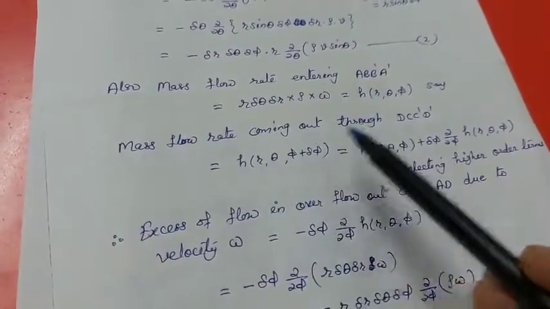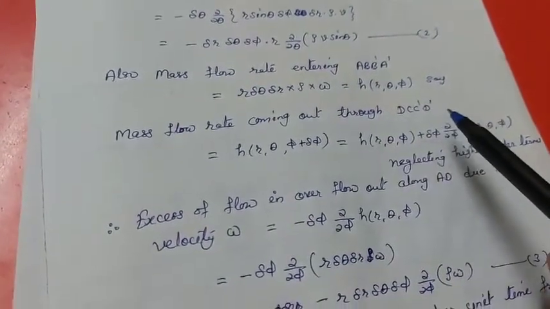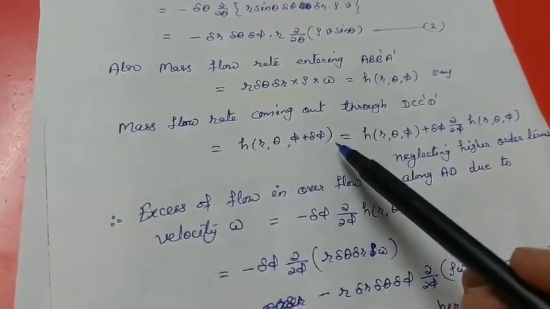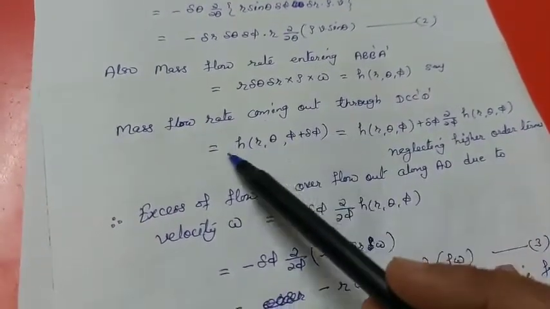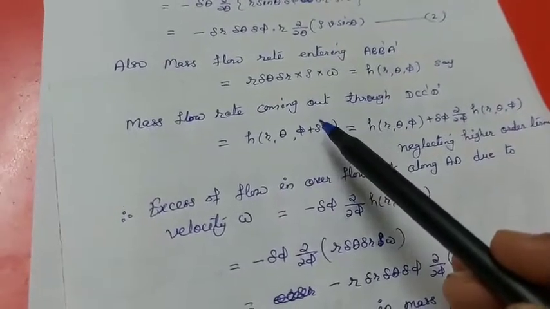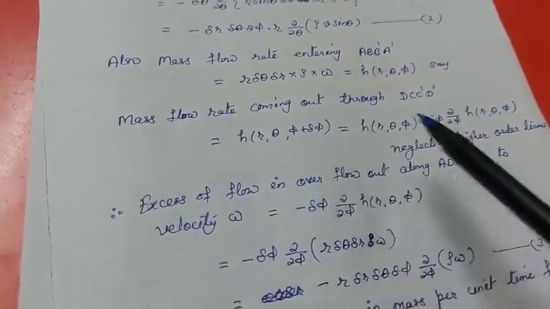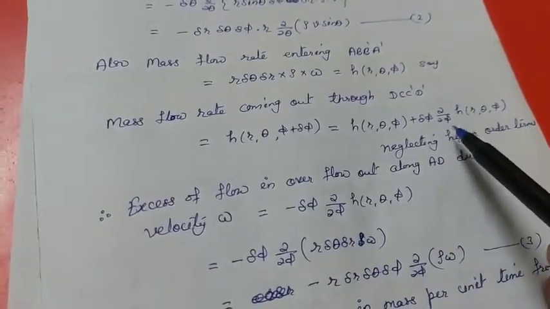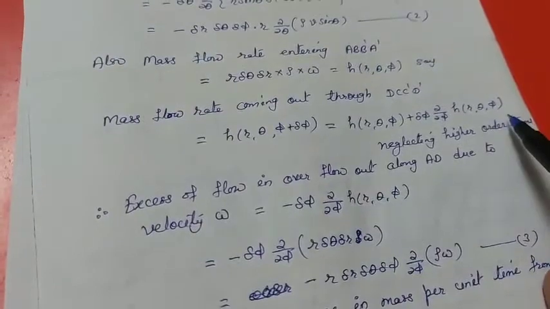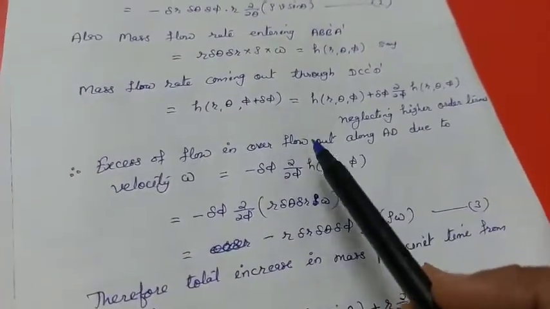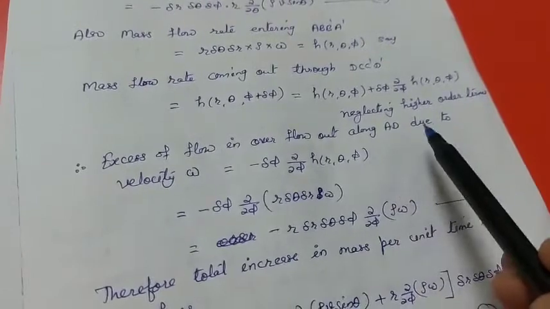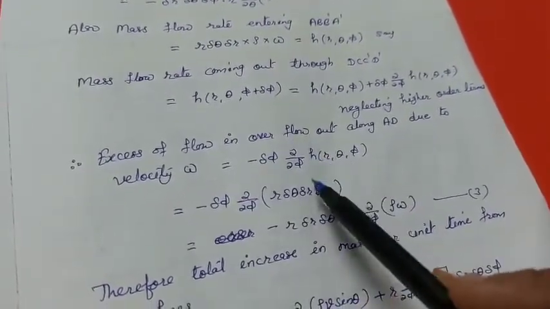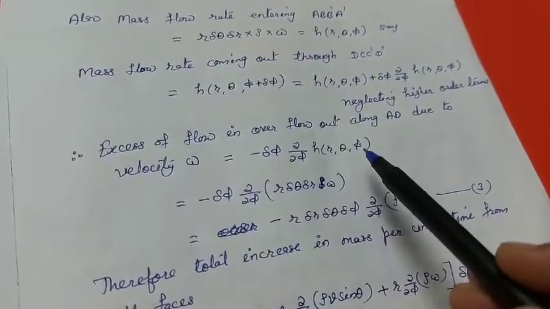Also mass flow rate coming out through d c c dash d dash will be a function of r, theta, phi plus delta phi. Again expanding this expression by Taylor's theorem and neglecting higher order terms of delta phi, we have h of r, theta, phi plus delta phi del upon del phi of h of r, theta, phi. So the excess of flow in over flow out along AD due to velocity w is equal to minus delta phi del by del phi of h of r, theta, phi.